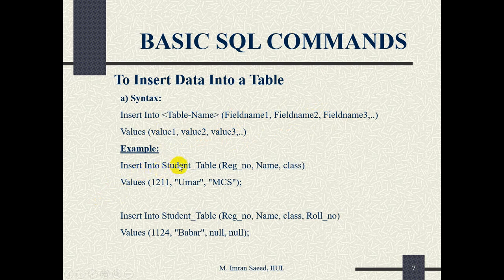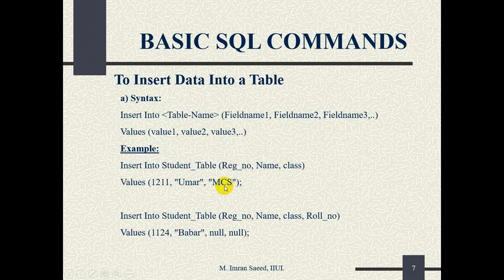So look what I did here. Insert into student underscore table, reg number, name and class. These are the three fields, and I want to give values for only these three fields. I don't want to give the value of, for example, father's name, or the CNIC or the city. So it will take these three fields, and then I will write values, and provide the values for each defined column. Reg number 1211, name Umar, class MCS.